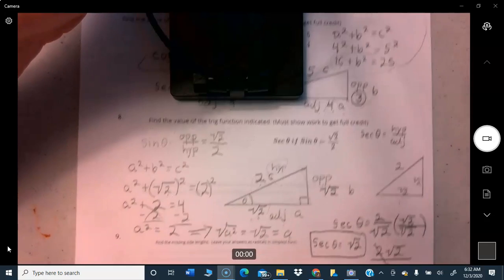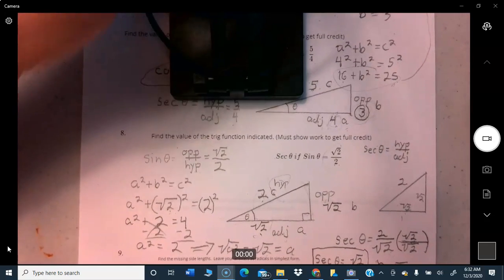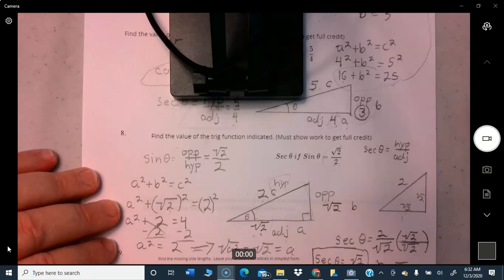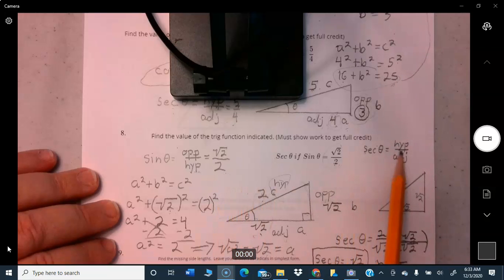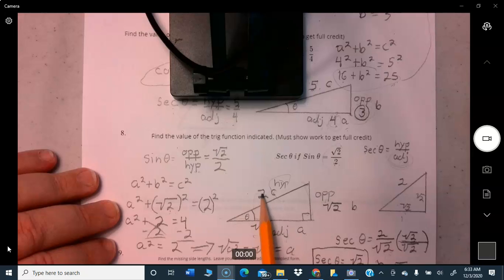Okay, so let's review that problem again. We were given the sine. A sine is opposite over hypotenuse. So there's the opposite and there's the hypotenuse. They wanted the secant, which is the hypotenuse over the adjacent. So we needed to figure out what the adjacent was. We were given the opposite and the hypotenuse. We don't know the angle, so we can't use trigonometry. So we used the Pythagorean Theorem.